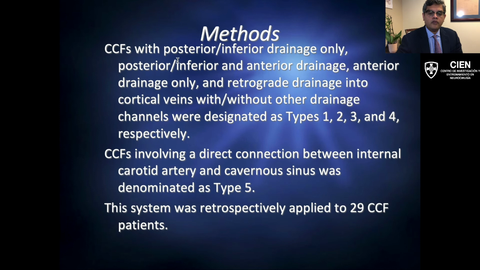So if you had posterior inferior drainage, posterior inferior and anterior drainage only, and retrograde drainage into cortical veins with or without other drainage, these were designated as types 1, 2, 3, and 4. And carotid cavernous fistula, which involved a direct connection between internal carotid artery and cavernous sinus, which is like a Barrow type A, was designated as type 5. Our initial paper just looked at 29 carotid cavernous fistulas. And this is again the classification.